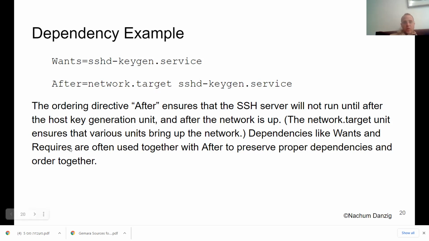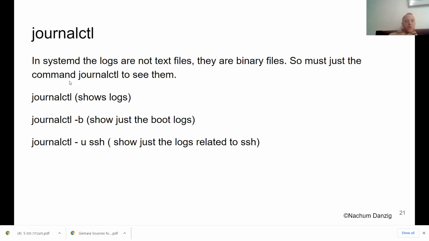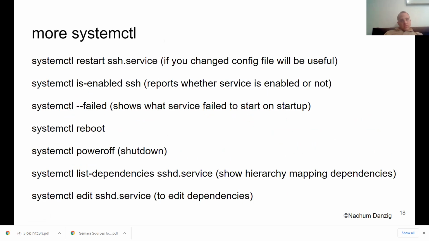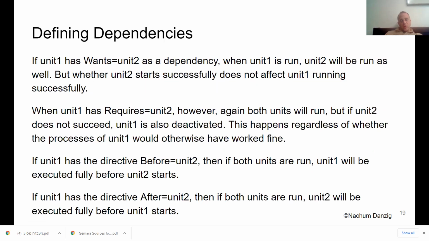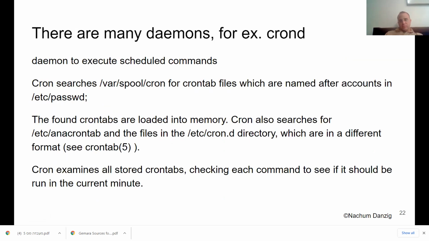Dependencies like wants and requires are often used together with after to preserve proper dependencies and order together. In other words, I also want the order, and I also want the requirement that if one starts, the other starts. Usually I put them together. All right, that's the whole system of system control. That's how you control systemd.